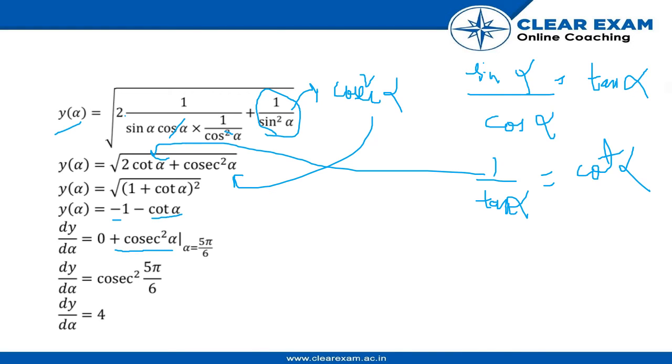Now just enter the limits. Here alpha is given as 5 pi by 6. Just put the value of alpha here, and what ends up happening is that the value of dy by d alpha comes out to be 4.